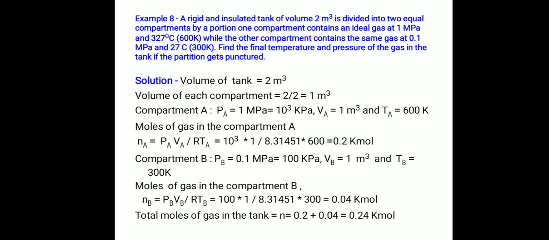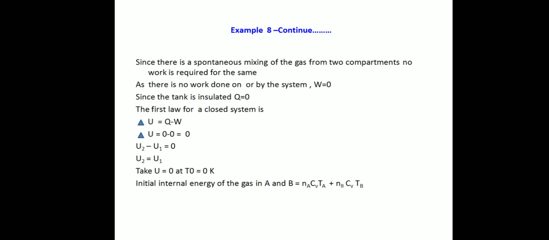In a similar way, we can calculate the moles for compartment B. If we add the moles of compartments A and B, we get 0.24 kilomole for the moles of the tank. Why are we doing so? Because they have asked to calculate the temperature and pressure for the total volume, the total tank. So we have to add compartments A and B. Using these values, we can calculate the temperature and pressure.